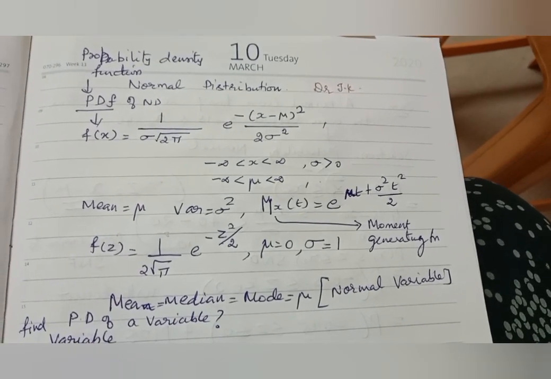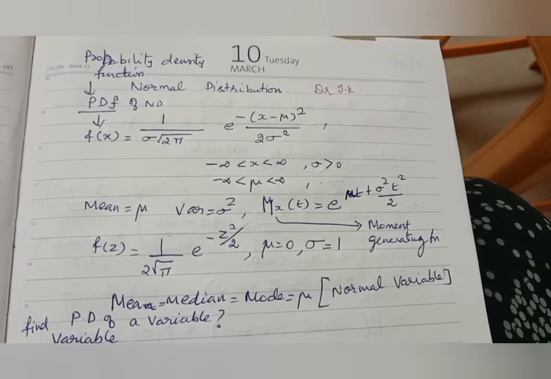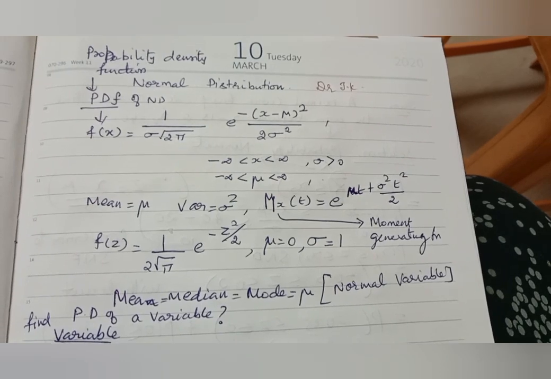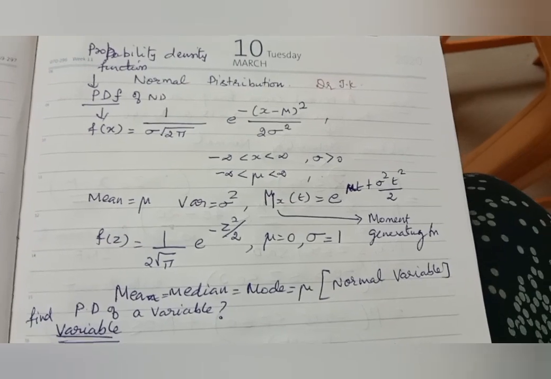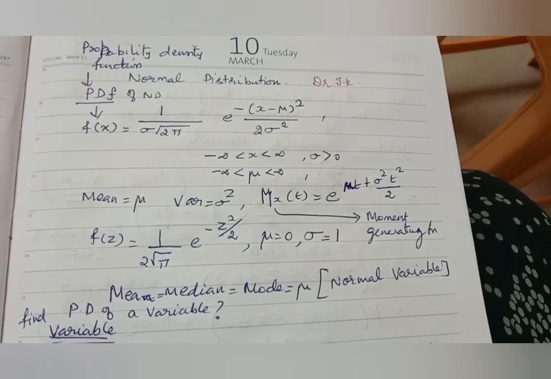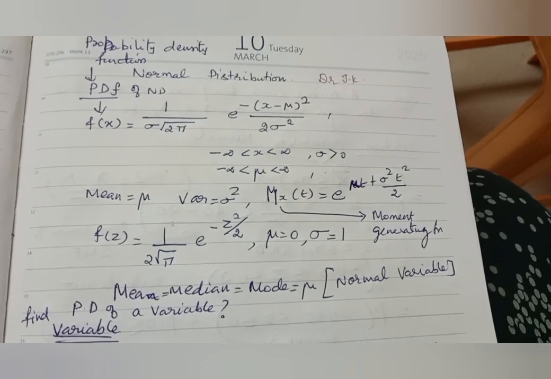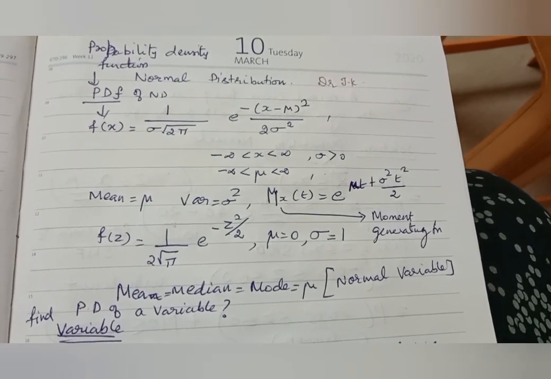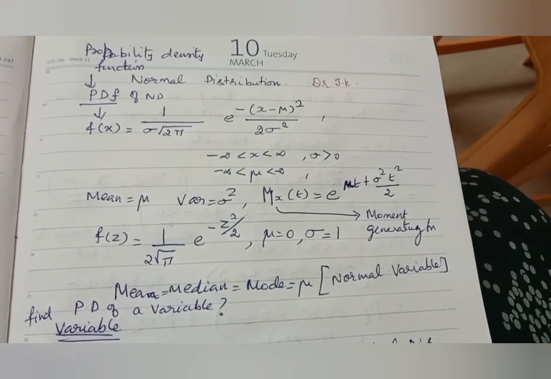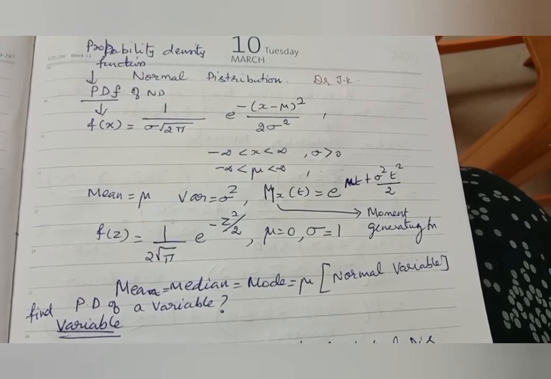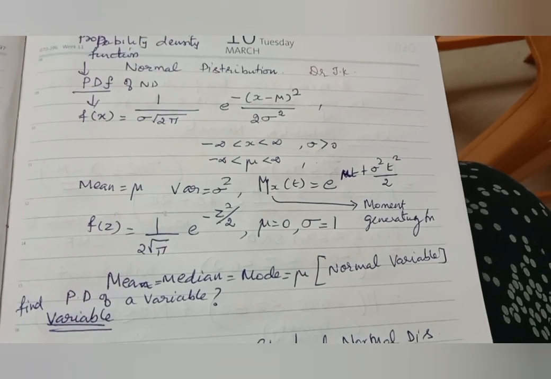With this formula, we have to convert this normal distribution to the standard normal distribution, that is, the variable x should be converted to the normalized variable z. So the formula will be f of z is equal to 1 by square root of 2 pi, e power minus z square by 2, where mean is equal to 0, sigma is equal to 1.